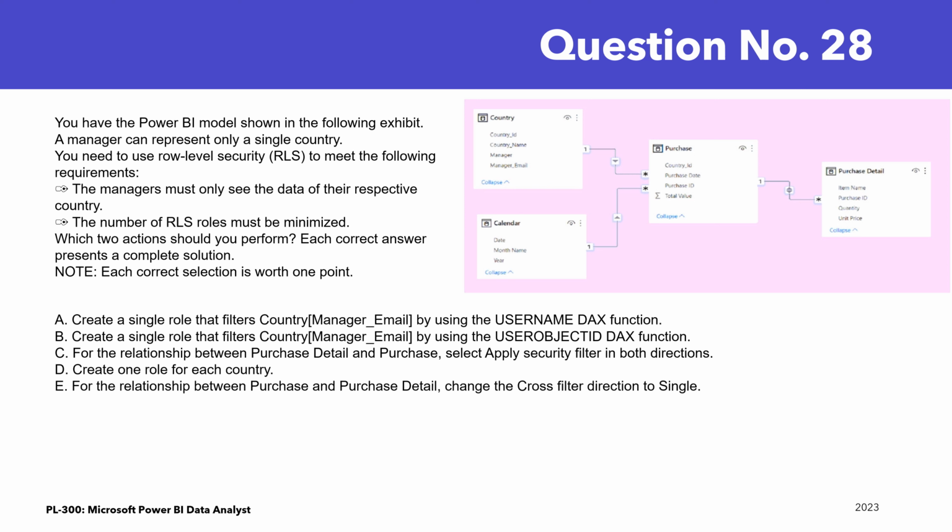A. Create a single role that filters country manager_email, by using the USERNAME DAX function. B. Create a single role that filters country manager_email, by using the USEROBJECTID DAX function. C. For the relationship between purchase detail and purchase, select apply security filter in both directions. D. Create one role for each country. E. For the relationship between purchase and purchase detail, change the cross filter direction to single. Correct answer, A, C.